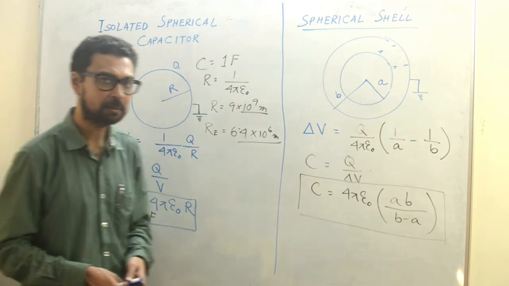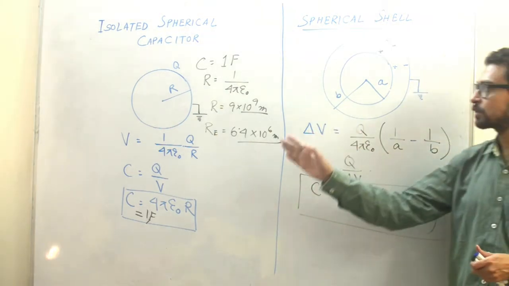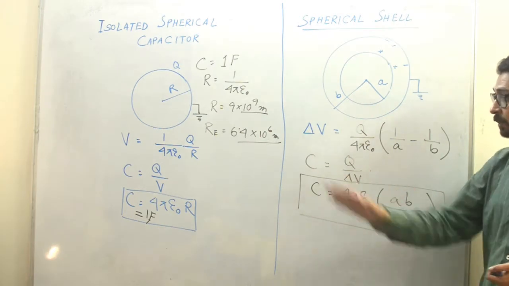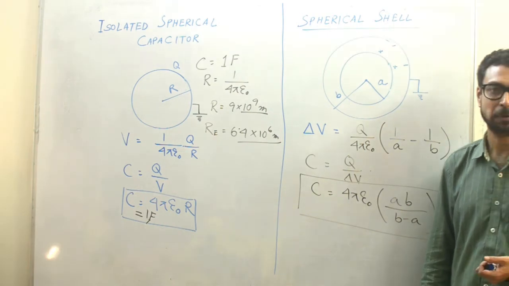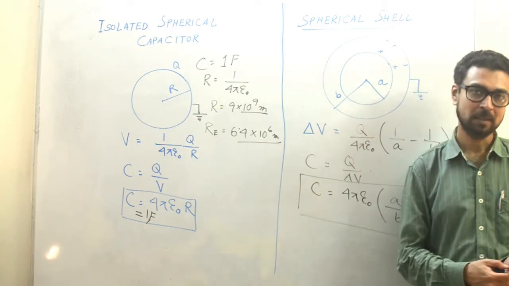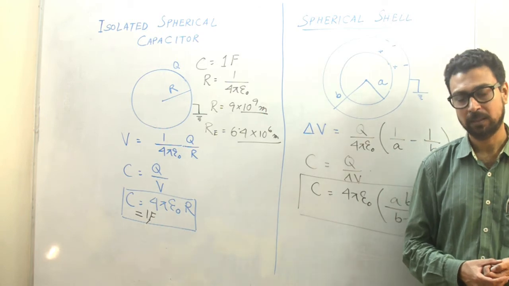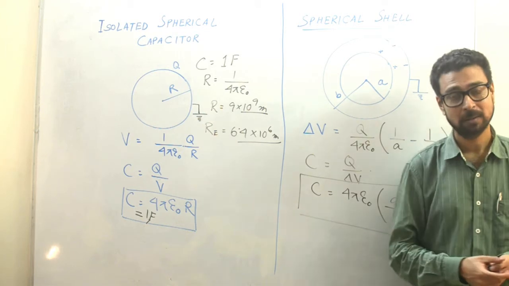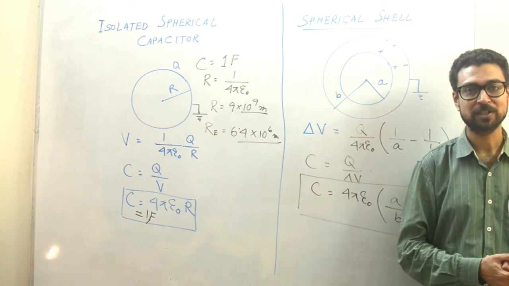Hope you have understood. This is not difficult. Both expressions are now open to you all. This is for the isolated spherical capacitor and this is for the spherical shell. We have understood why 1 farad capacitance is practically impossible, because we cannot form such a capacitor because of the shape and size. So you understand why we still have this trouble of storing charges, because we require a huge space in order to have uninterrupted power supply and to store charges.